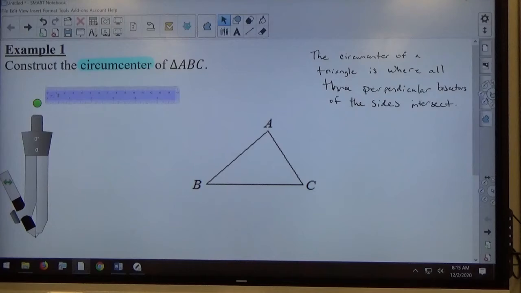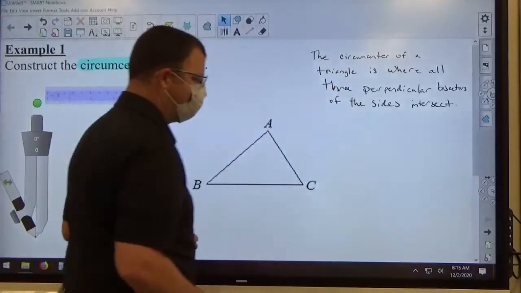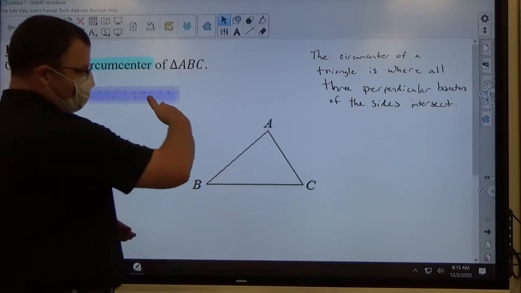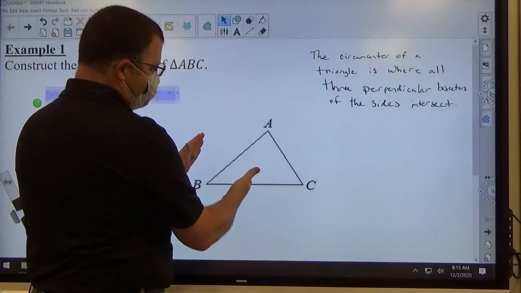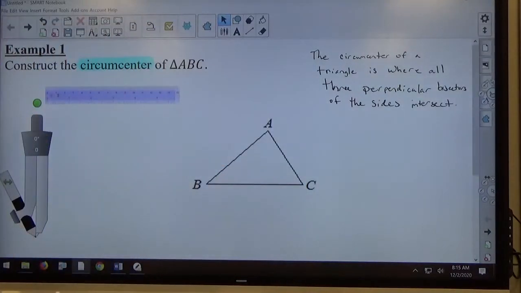Basically the construction for a circumcenter is you're going to construct two perpendicular bisectors. You don't have to construct all three. If you did, they should intersect in the same point. So we need one perpendicular bisector, and then another. They're going to meet somewhere, and wherever they meet is the circumcenter. And the perpendicular bisector construction is what it was before.